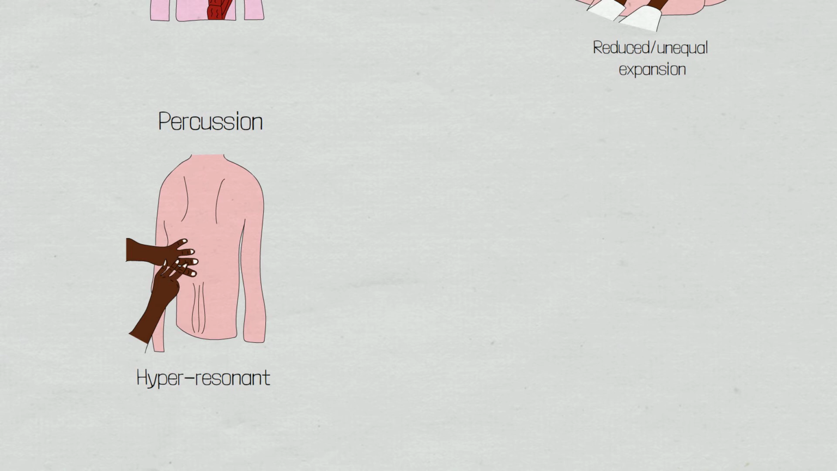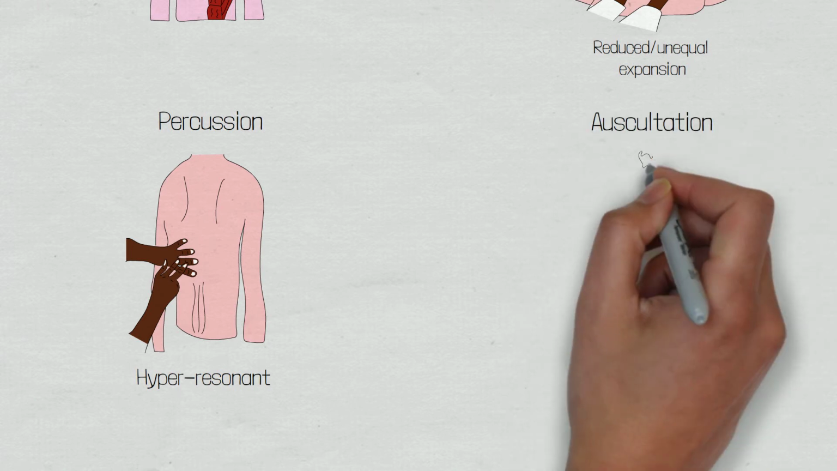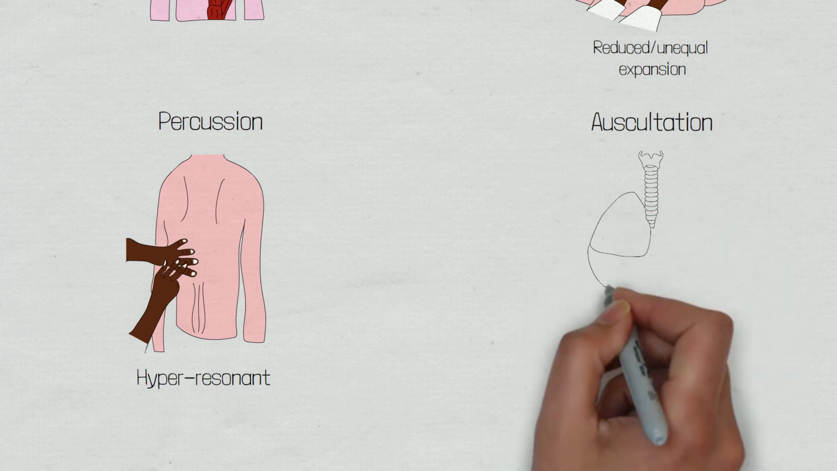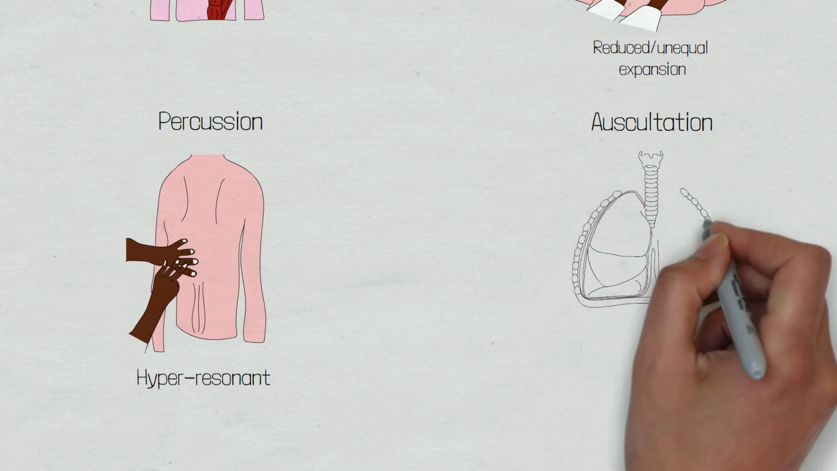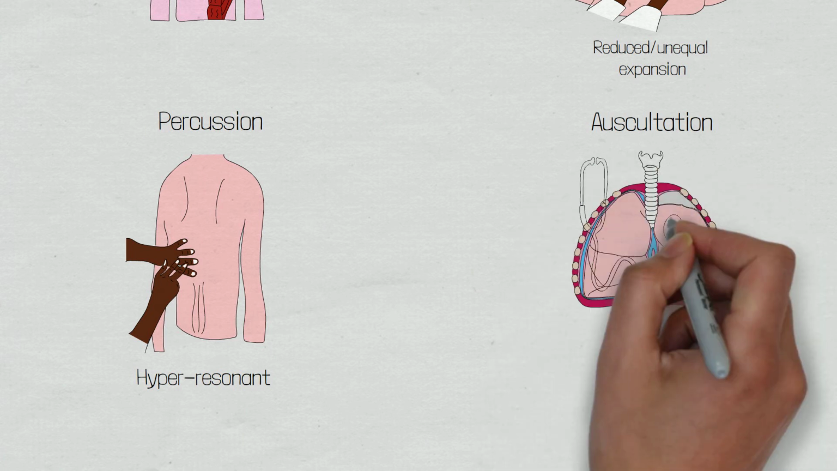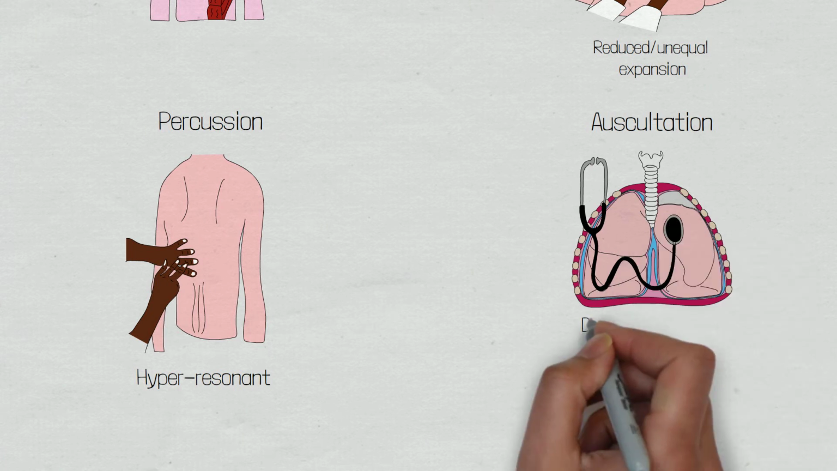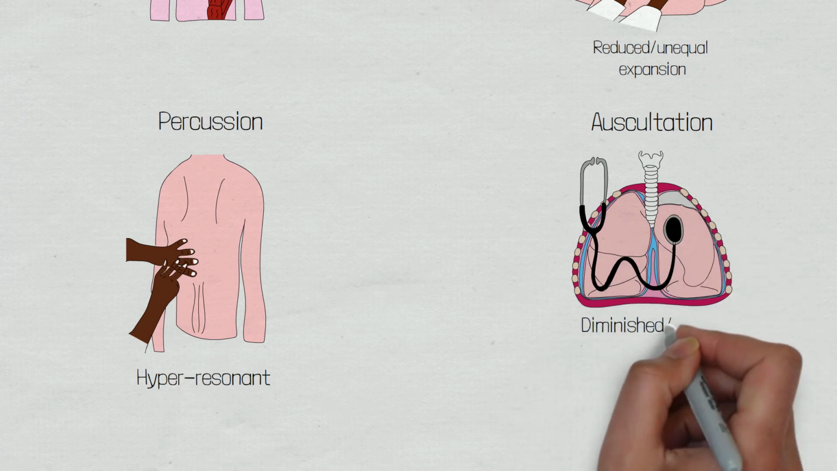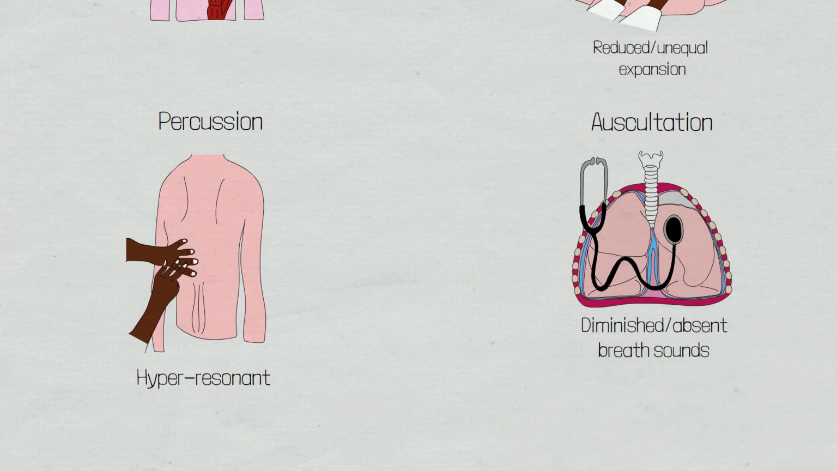Finally, we move on to the auscultation aspect of the physical examination. Vesicular sounds are normal breath sounds heard throughout lung tissue. In areas of reduced air entry, the breath sounds may be diminished or absent, although this is not always the case as breath sounds from other parts of the lung may be conducted and heard.